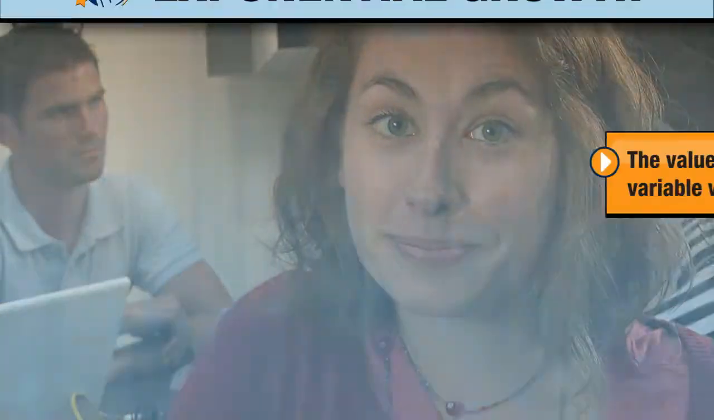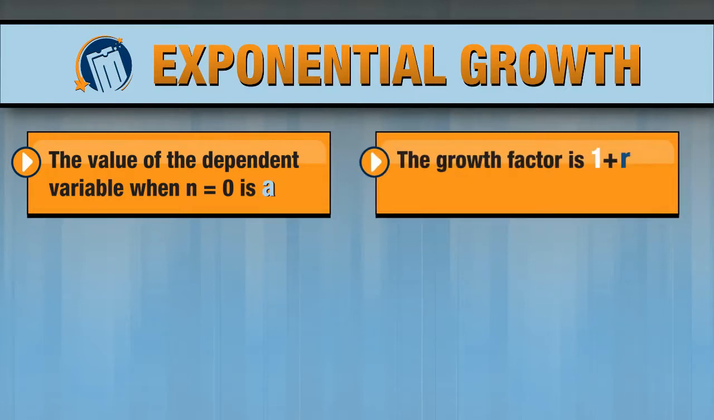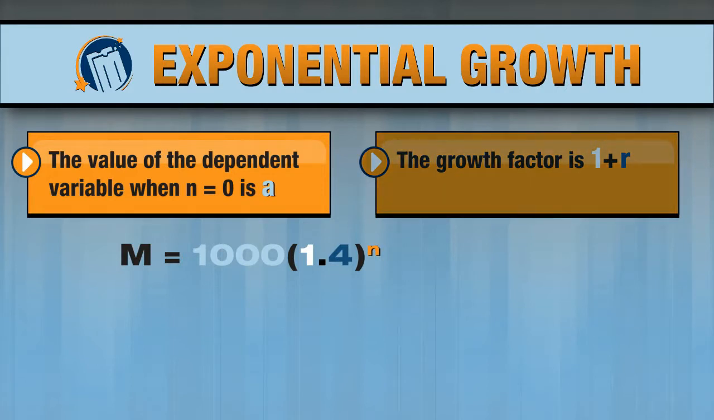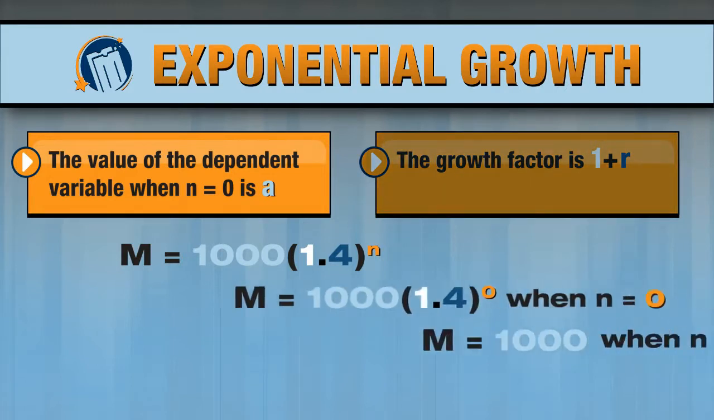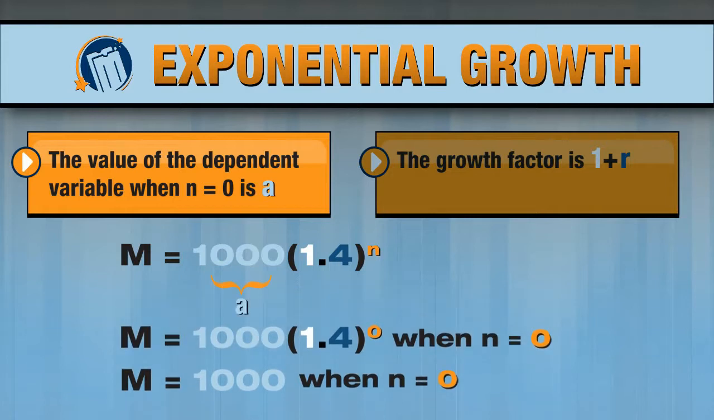We can calculate growth for any situation if we can identify just 2 important values. The value of the dependent variable when n equals 0, which is a, and the growth factor, which is 1 plus r. If we have these two values, we can write an exponential equation to model growth. Let's look back at the team's equation to identify these two values. Remember, a is the value of the dependent variable when n equals 0. Notice in our equation, this value is 1,000.